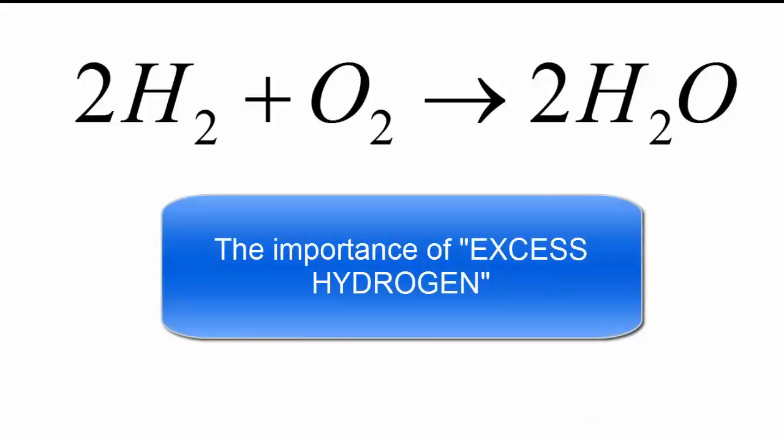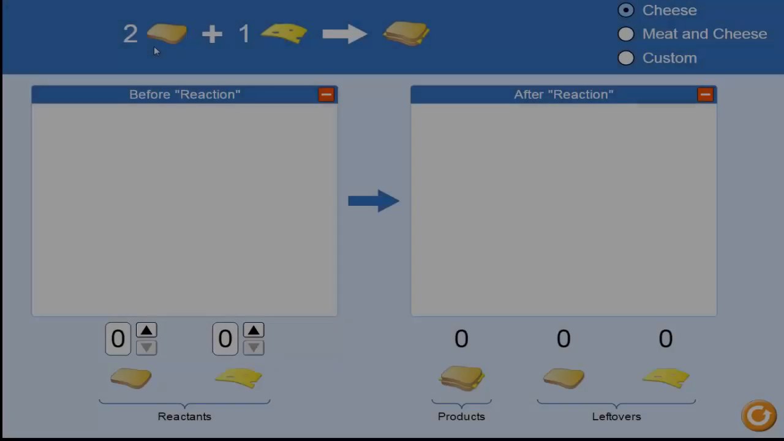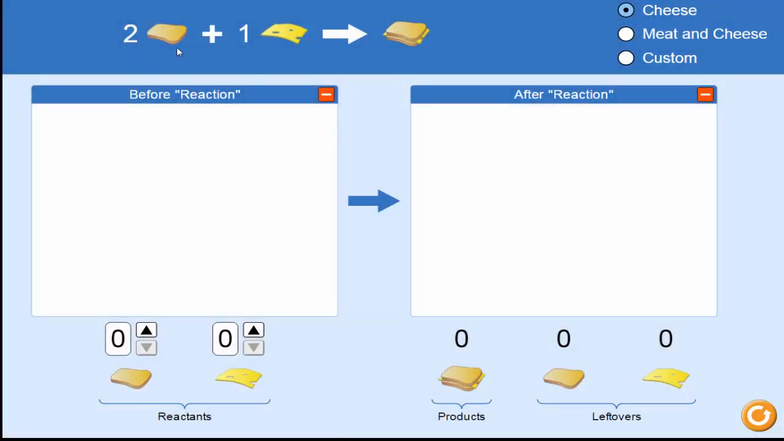Now in each of these examples, we saw that there was excess hydrogen or excess oxygen when we were asking for the mole ratio. This is really important. If we look at this with a cheese sandwich, it takes 2 bits of bread and 1 bit of cheese and you've got a sandwich. So if we add in 2 pieces of bread, we end up with 1 sandwich by adding in 1 piece of cheese.